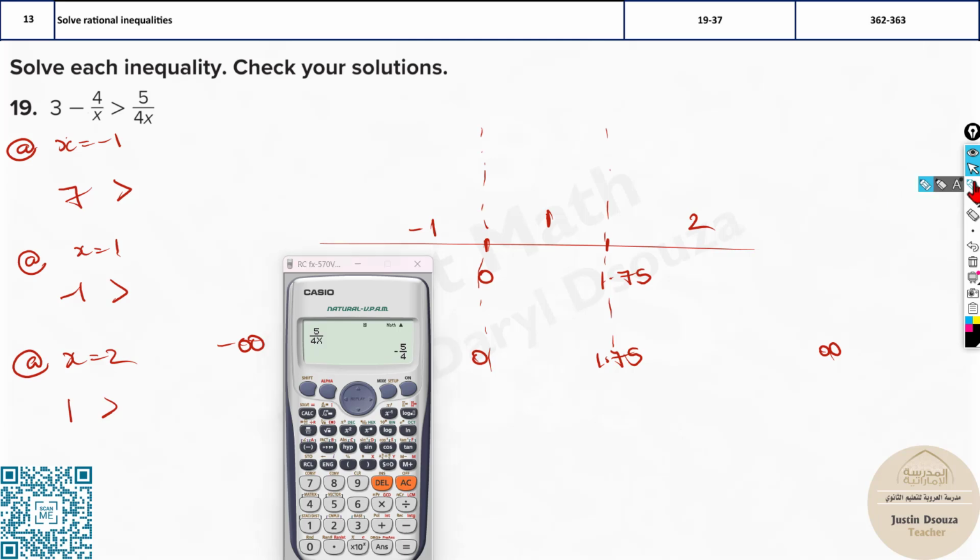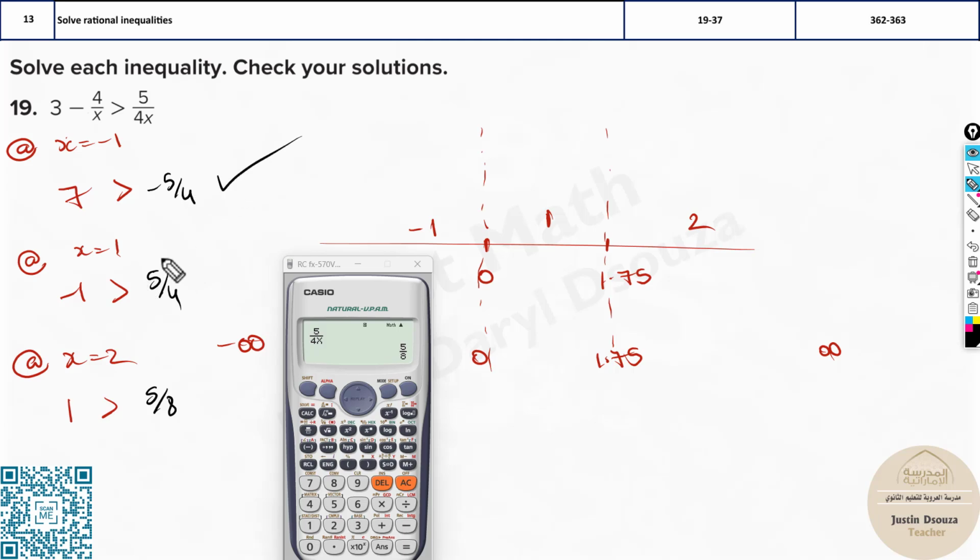What is the answer? It's negative 5 by 4. I'll just write all the values and then let's see whether it's true or false. Calculated at 1, it's positive 5 by 4, and lastly calculated at 2, it will be 5 by 8. So it's positive 5 by 4, and then we have got 5 by 8. Now compare. Is 7 greater than negative 5 by 4?